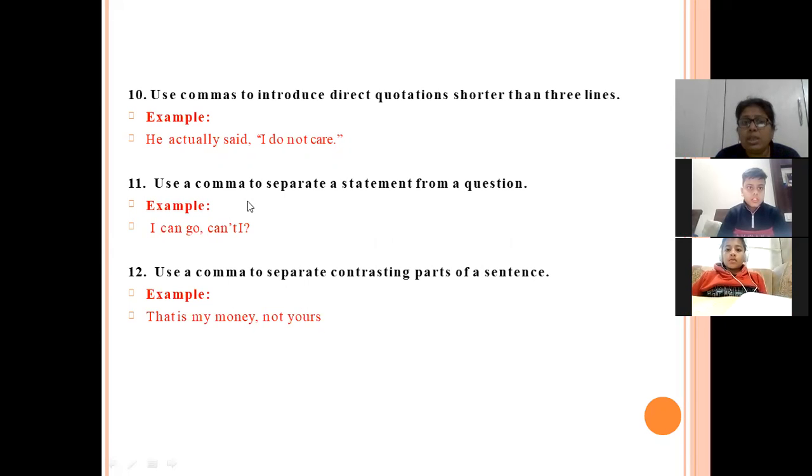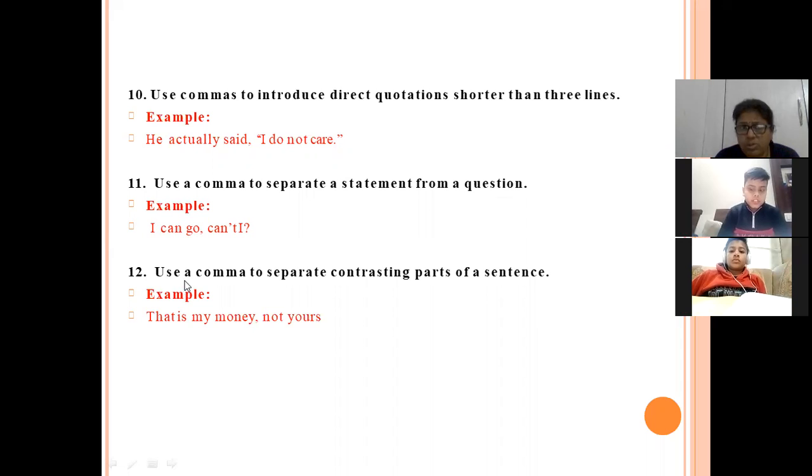Next rule is saying if a sentence is having a statement also and a question also, you can separate the statement and question by putting a comma. So how can you see? See, this is a statement, I can go, and this is the question, can't I? So you are separating both of them by putting this comma.